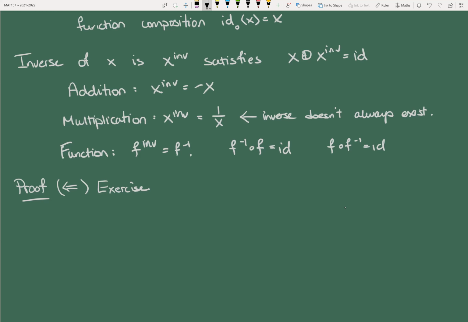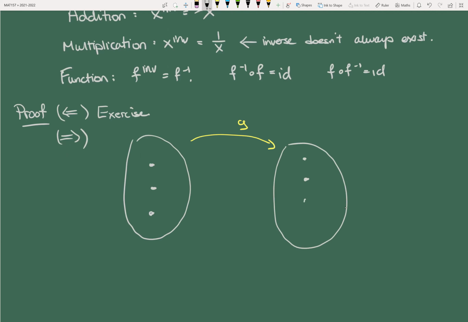So this is the more interesting direction. And the way that I like to do this is I think it really helps to visualize what it is that you're doing in terms of setting up the inverse function. Okay, so let's just think about what G does. Here's my function G. And I'm going to draw a couple points over here. So these points are actually the elements of the set. Okay, so the big circles are the sets, and then the points inside of it are the actual elements.